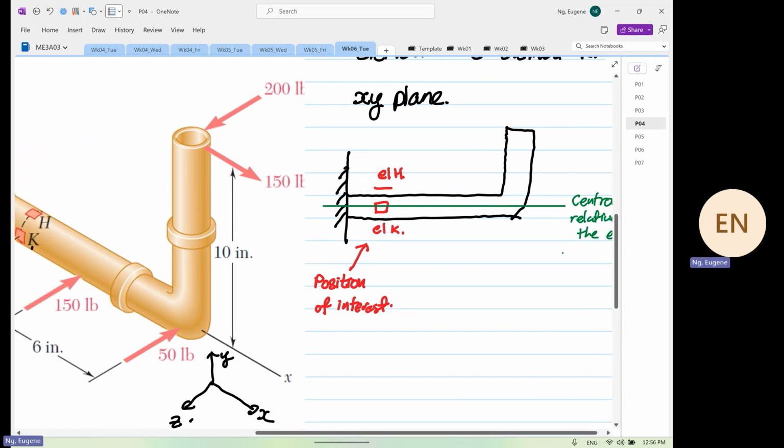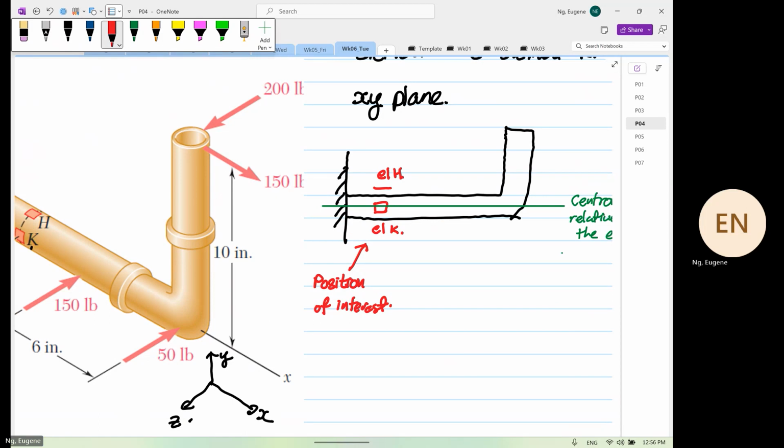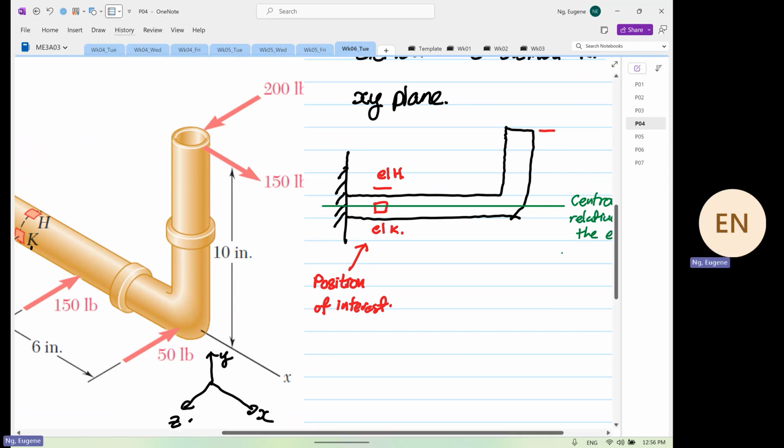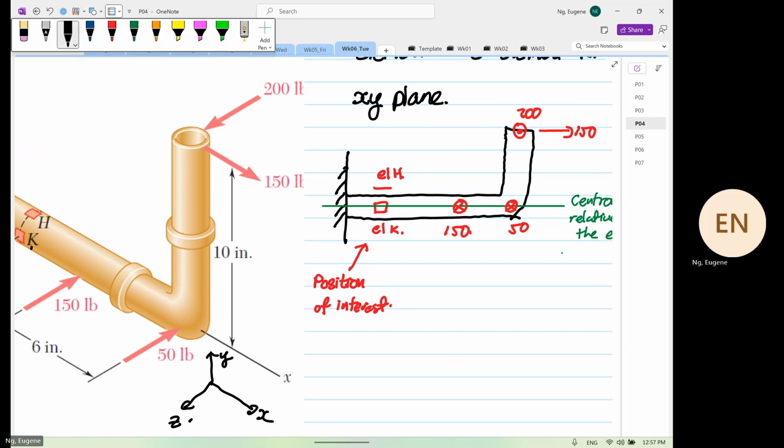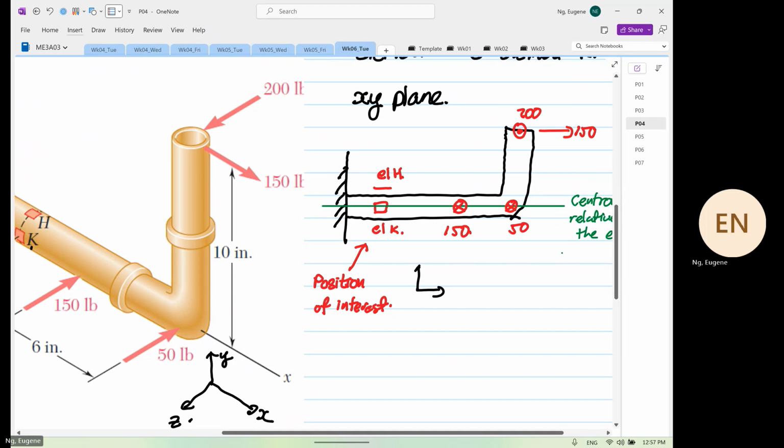After that, you position the force vector. So we have over here 150. You have something coming in at 200, and then you have something over here going in. This is 50, and this is 150. So if we were to draw our transformation, this will be our X, and this will be our Y.